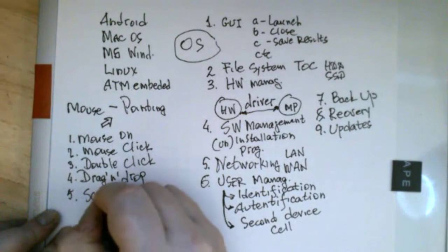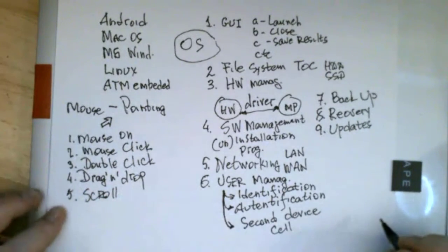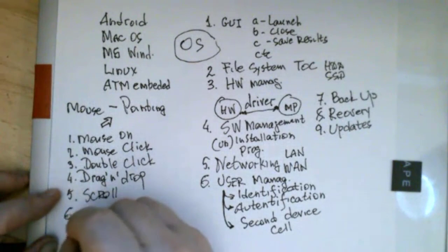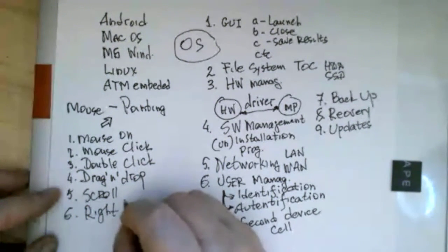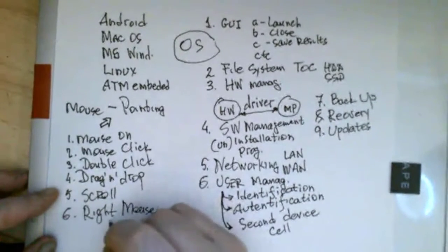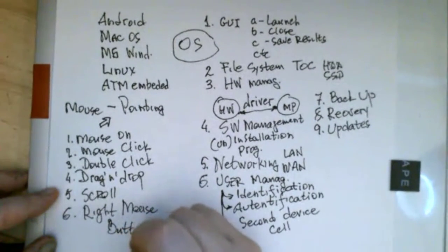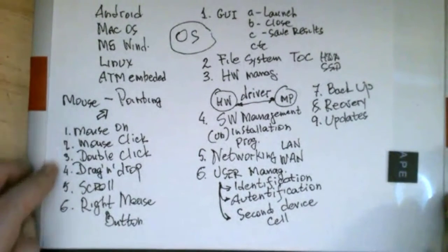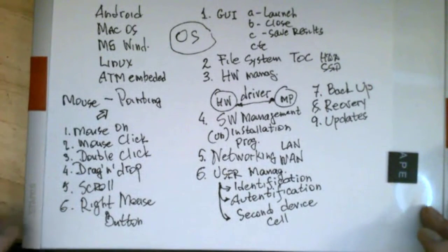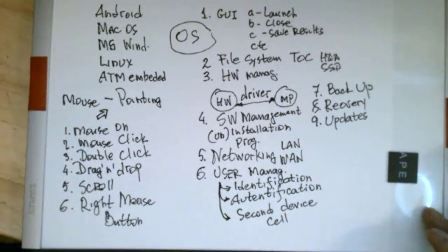Number 5 is scroll. And number 6 is the right mouse button. All of these gestures of the mouse or pointing device must be recognized by the operating system, and the operating system responds to these gestures accordingly.